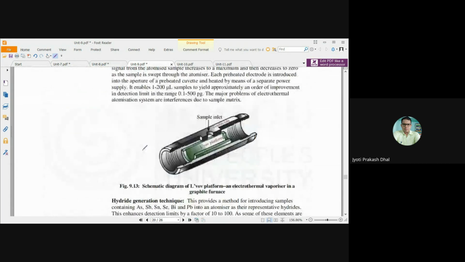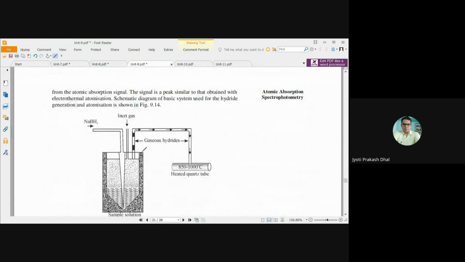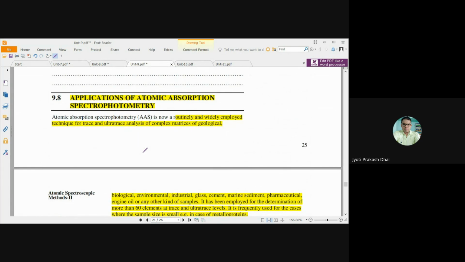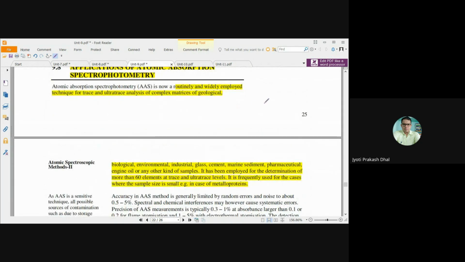So these are the different techniques by which the samples are introduced. Then the application of atomic absorption spectrometry. It is a widely employed technique for trace and ultra trace analysis of complex matrices in geological samples, biological samples, environmental, industrial, glass samples, cement, marine sediment, pharmaceutical samples, engine oil, or any kind of samples.